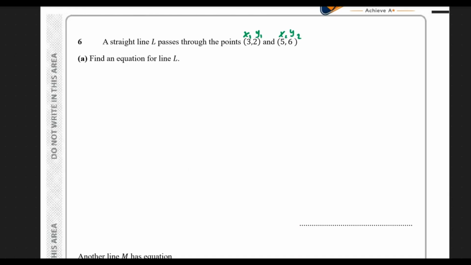And in order to answer this question, you have to start with the gradient. As you know, any equation of a line must have the gradient, and you should know that the gradient equals the change of y, y2 take away y1, divided by x2 take away x1. So now y2 is 6 and y1 is 2, divided by x2, 5, take away 3, which becomes 4 divided by 2. So 4 divided by 2 is equal to 2, and this is the gradient.